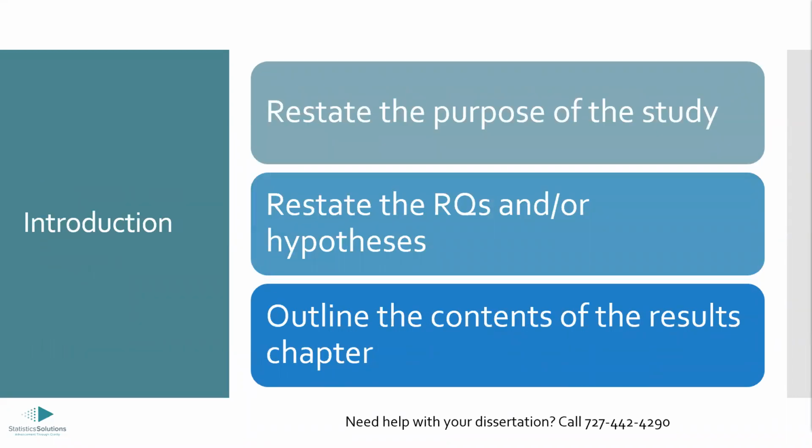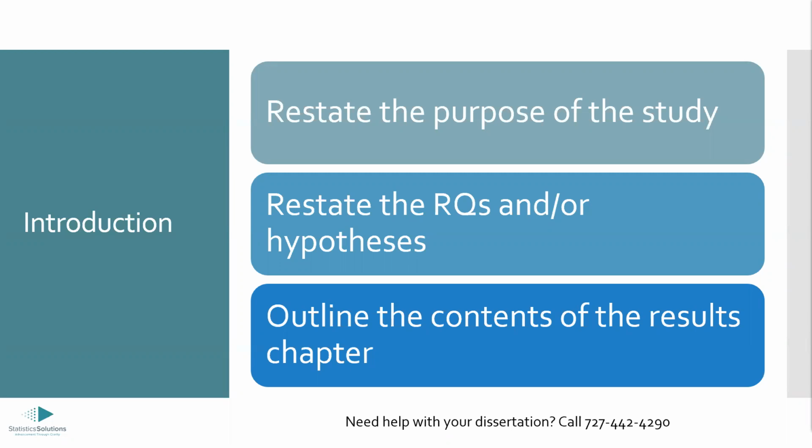Now let's start talking about the different components of the results chapter. Like most chapters of the dissertation, you can start the results chapter with a short introduction section. In this section, you typically restate the purpose of the study, restate your research questions and hypotheses, and then just provide an outline of what the chapter will contain.